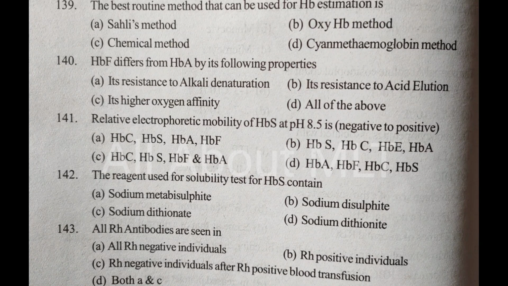All Rh antibodies are seen in option A all Rh negative individuals, option B Rh positive individuals, option C Rh negative individuals after Rh positive blood transfusion, option D both A and C. And the answer is option C, Rh negative individuals after Rh positive blood transfusion.